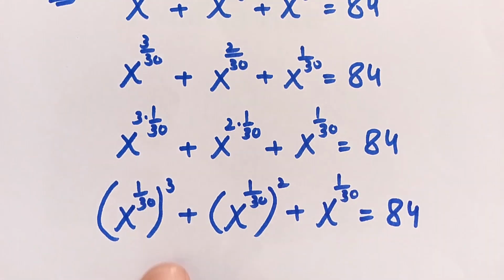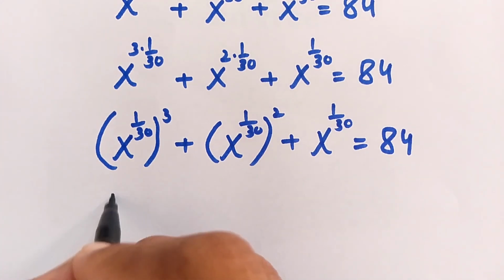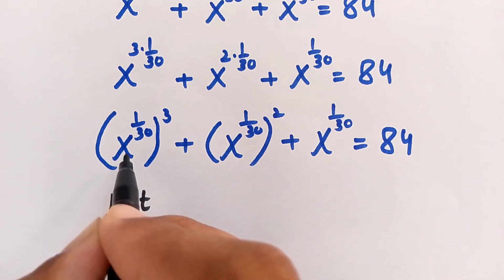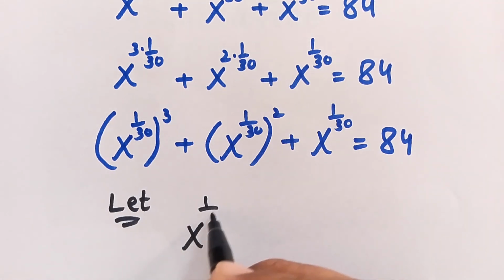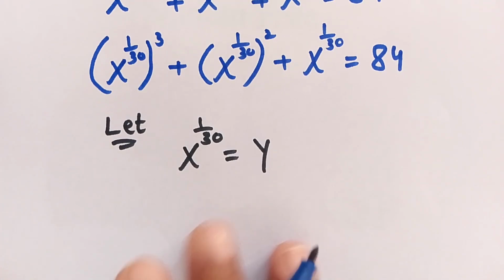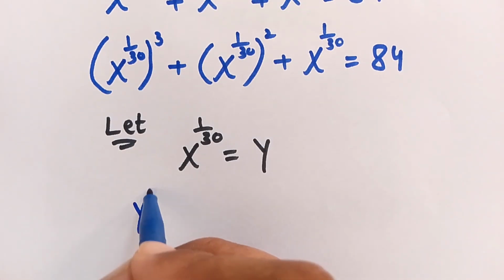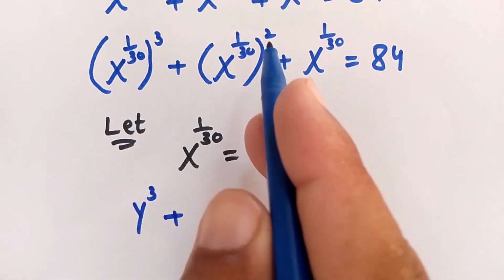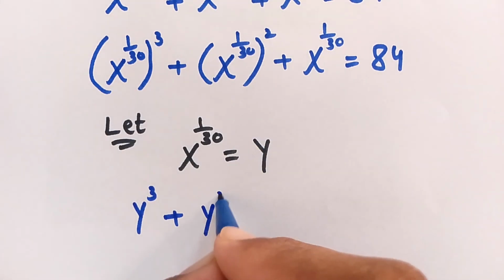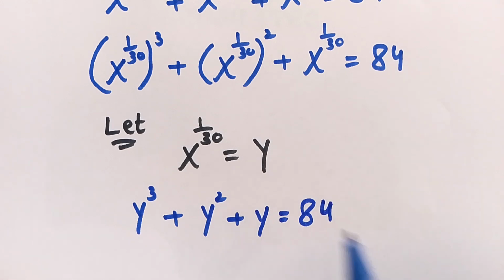Now here, to solve this interesting question, let's suppose x to the power of 1 over 30 is equal to y. Now we have to substitute x to the power of 1 over 30 with y. So this will become y to the power of 3 plus y square plus y is equal to 84.